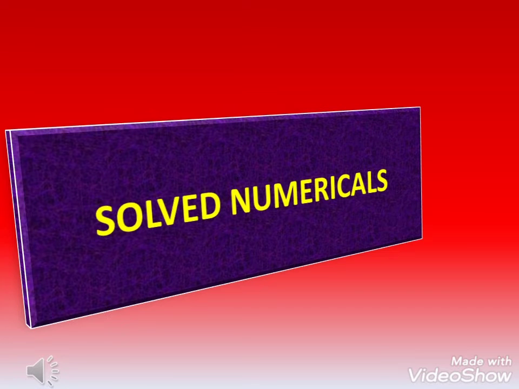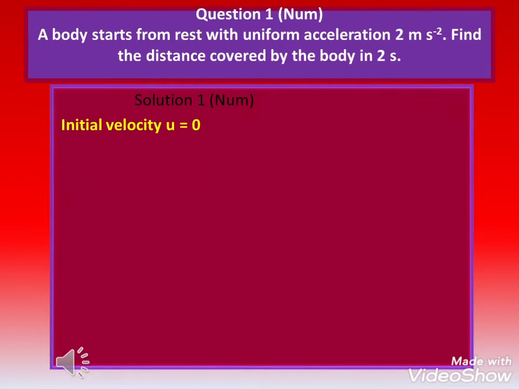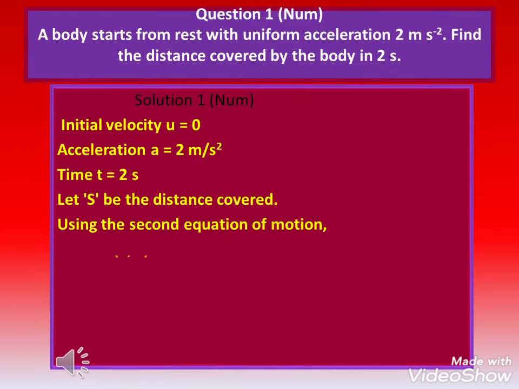Now let us study how to solve numericals based on the topic equation of motion. Question number 1. A body starts from rest with a uniform acceleration of 2 meter per second square. Find the distance covered by the body in 2 seconds.